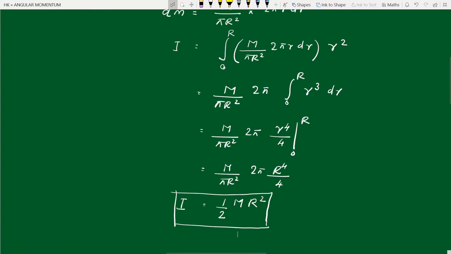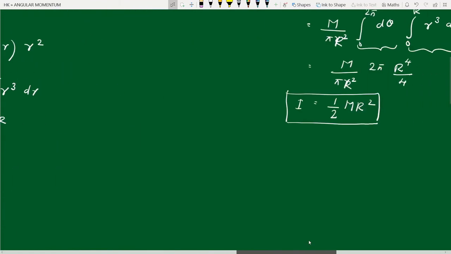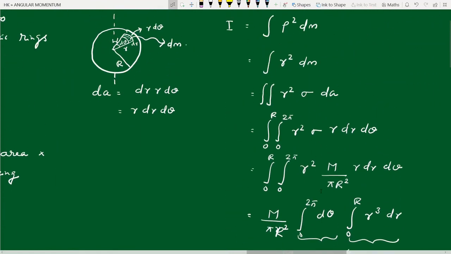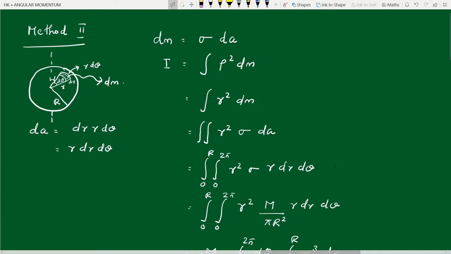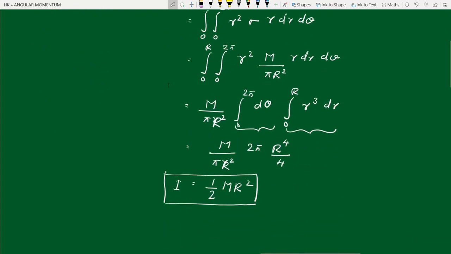And in the second method, we have not assumed any previous result of rings. We considered this disk as a two-dimensional body, as a surface, and for a two-dimensional body, the general expression for moment of inertia is integral rho square dm, which we can rewrite as integral rho square sigma dA. It's a surface integral. So we have taken an elemental surface area, elemental area dA on the surface of the disk, and we have used polar coordinates for simplicity because of the symmetry of the problem, and we have got the same result.